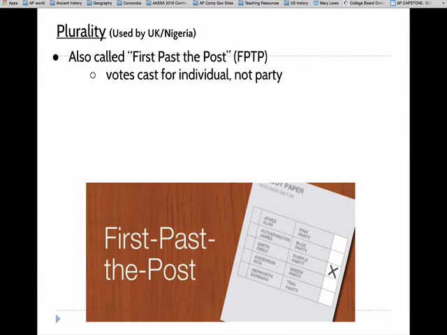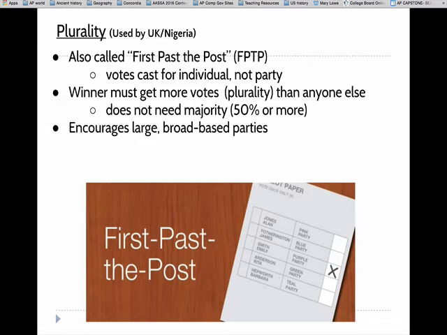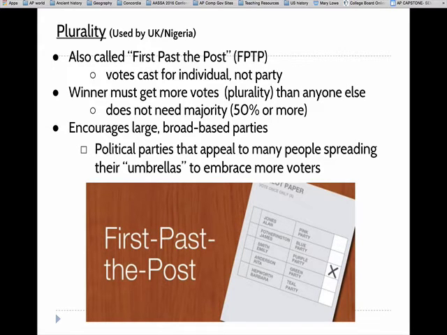There are different types of electoral systems. The first one is called plurality, and this is the one that we're probably the most used to because it's the simplest. Plurality simply means whoever gets the most votes wins. It doesn't mean you have to have a majority. 50% or more of the public doesn't need to support a single candidate. Instead, they simply have to have more votes than the other guys that are running.